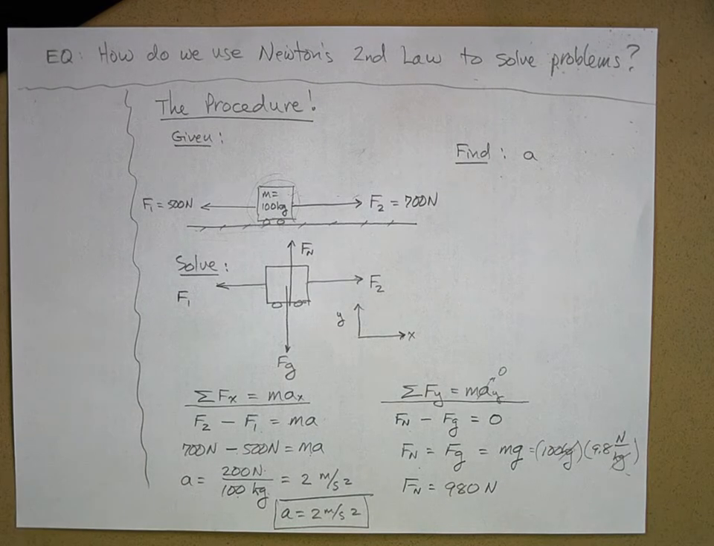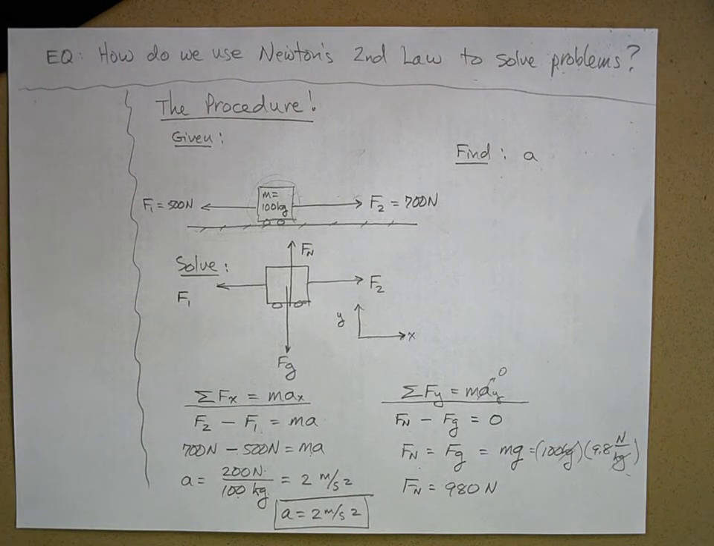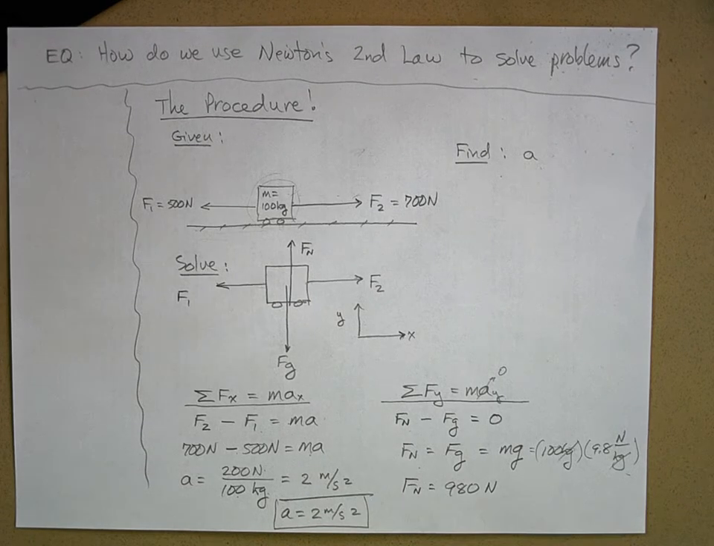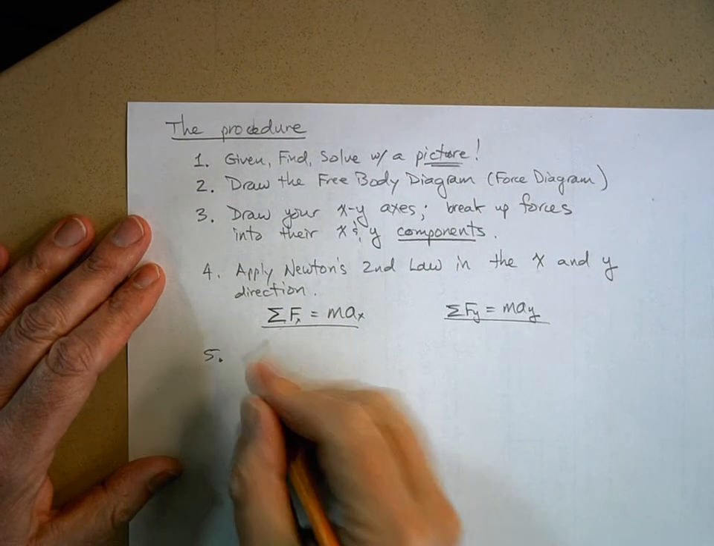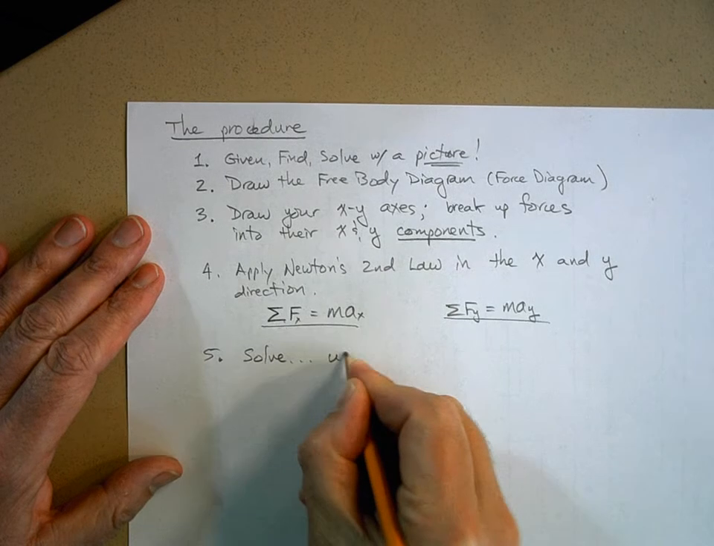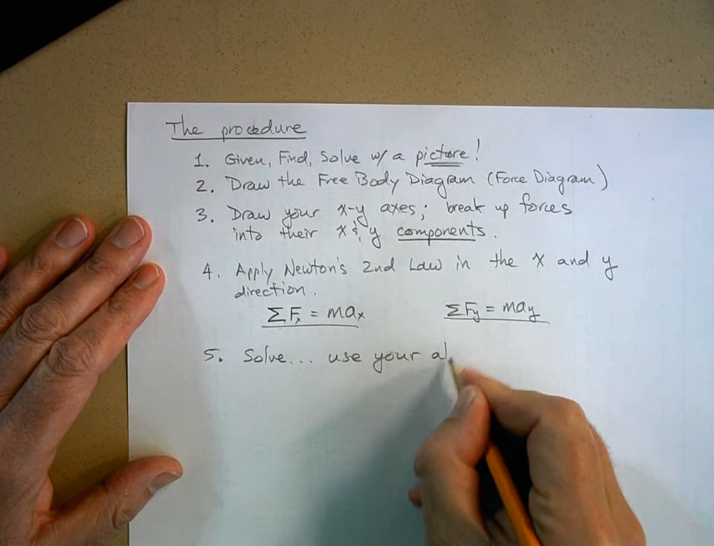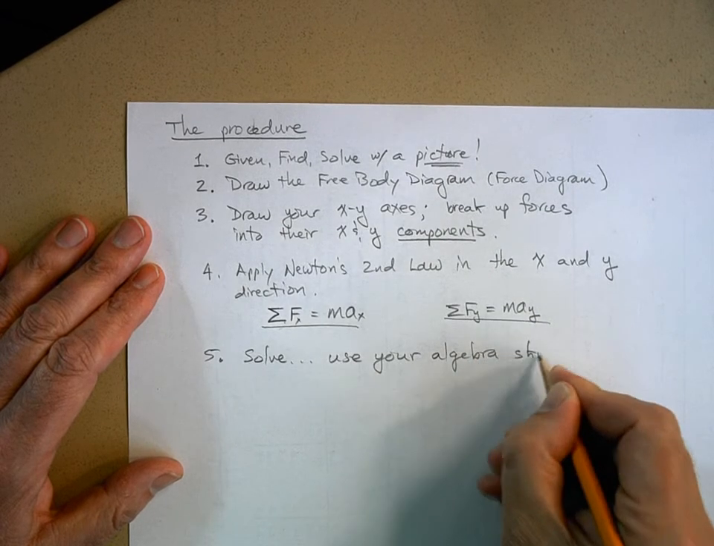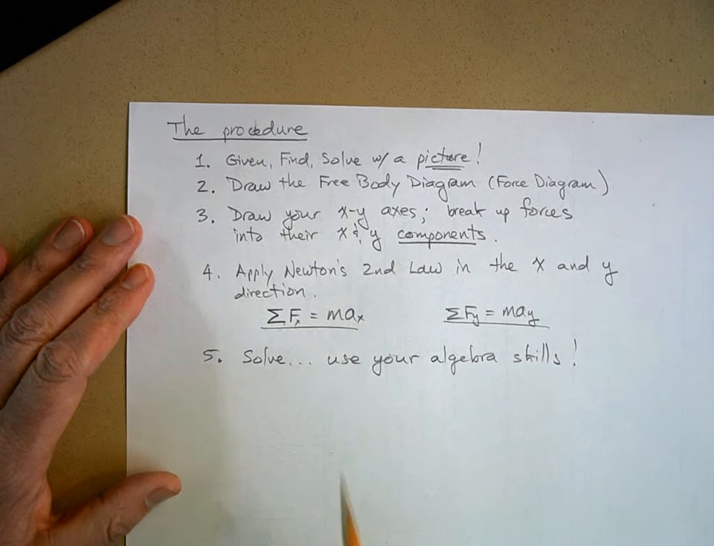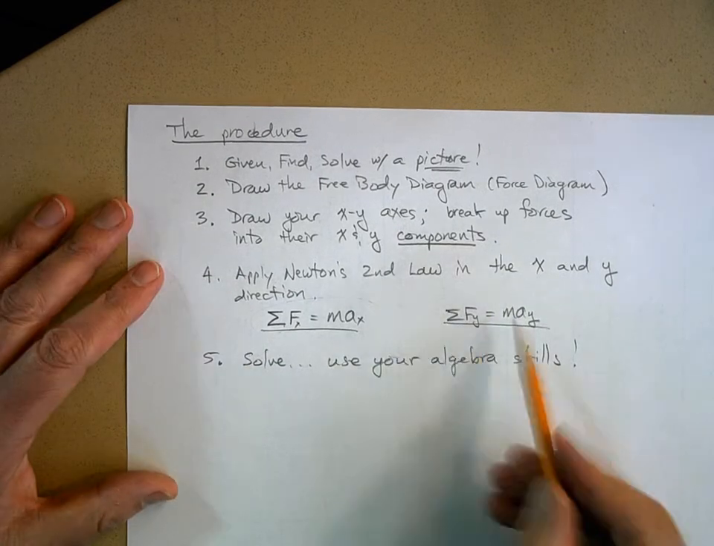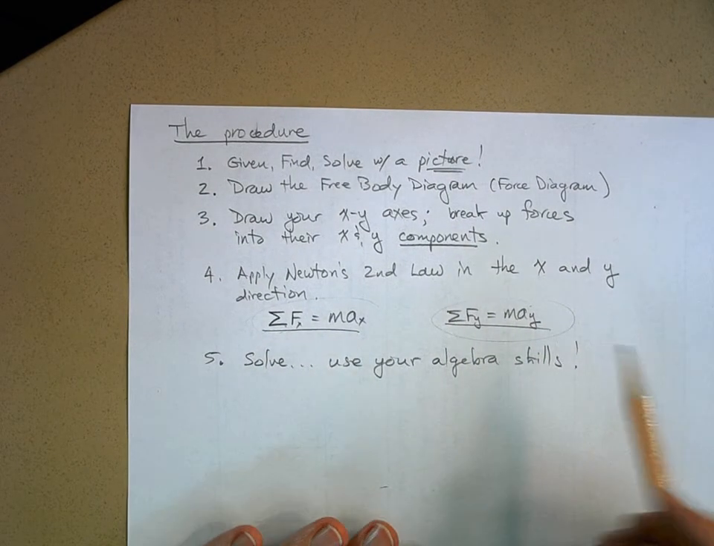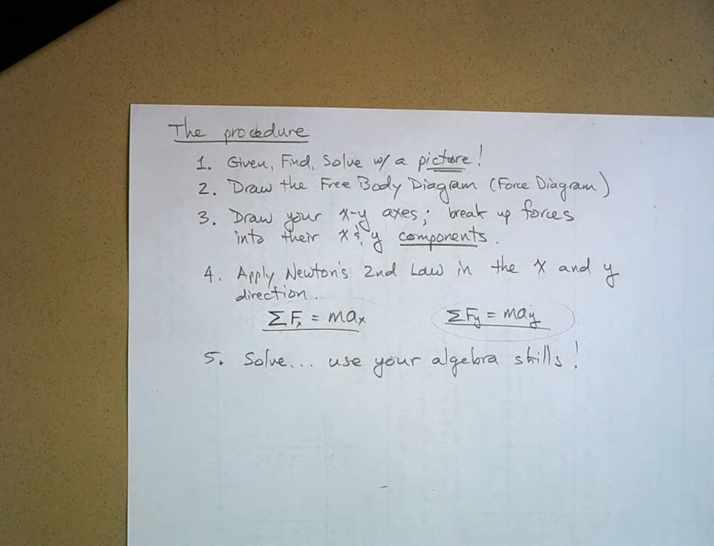Now, this is a lot of work for a very simple problem. The problems are going to be more difficult than this, so you need to follow the procedure. Oh, I forgot to put step 5, the last one: just solve. Use your algebra skills. Once you've looked at your free body diagram and written out an equation in the x direction and an equation in the y direction, solving for your unknown is just a matter of using algebra.